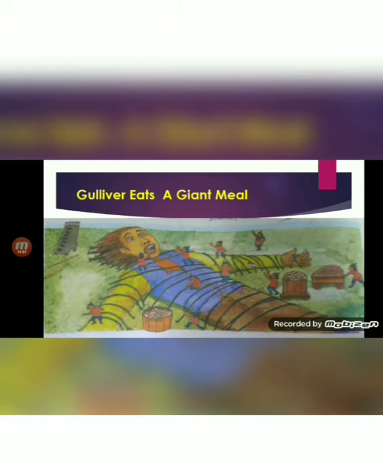The next slide, children, is the third section of this lesson, wherein Gulliver eats a giant meal. Here in this picture you can see the people of Lilliput, all the soldiers, with big carts of food that they have arranged for Gulliver.